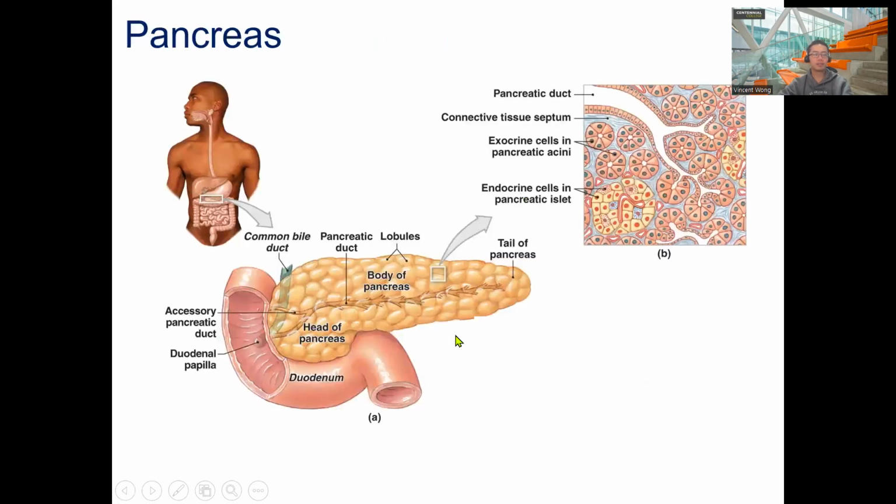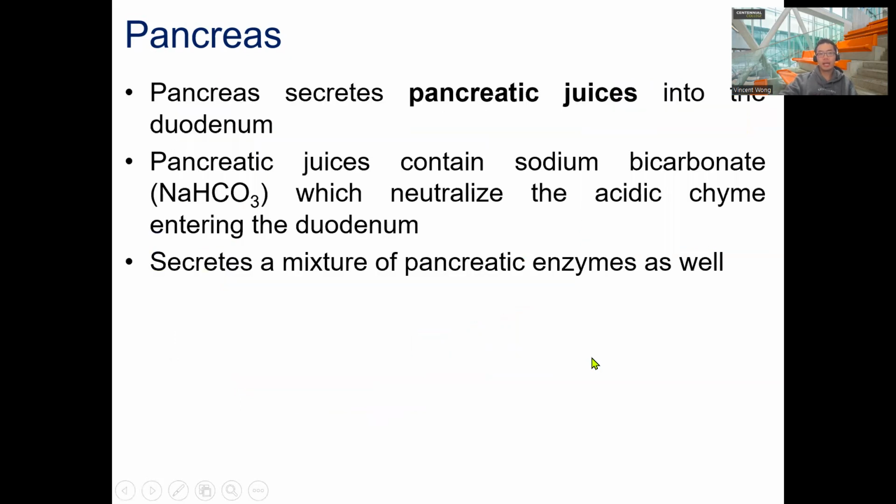All right, enough about the liver. Let's move on to the pancreas. And so the pancreas, like I said, in the context of digestion, we're looking at the exocrine function. It's going to be secreting these pancreatic juices into the duodenum. What is in this juice? Two main things. Okay? The juice contains sodium bicarbonate, NaHCO3.